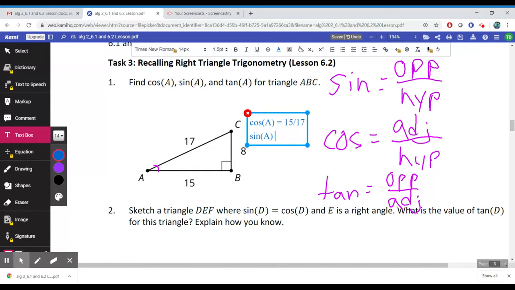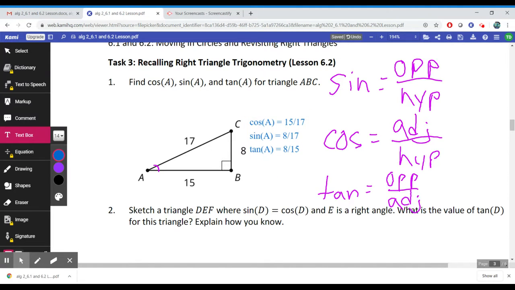Sine of A is going to be the opposite side divided by the hypotenuse. So our opposite side from A is all the way over here at this 8, divided by hypotenuse is still 17, so it'll just be 8/17. For the tangent, we look at the opposite side divided by the adjacent, so that'll just be 8/15. Easy as that, and we are done with number 1.